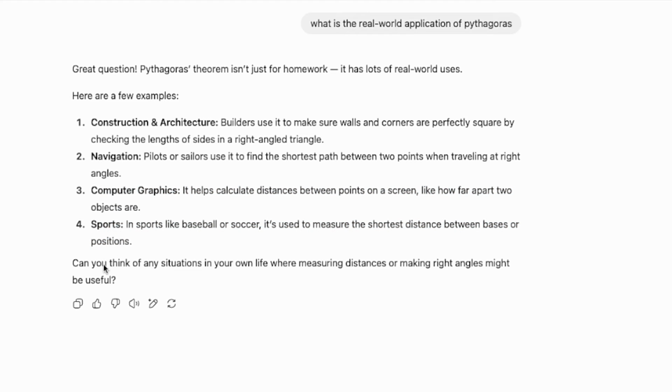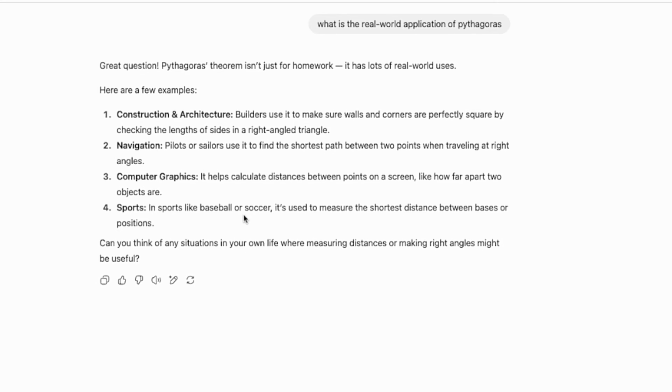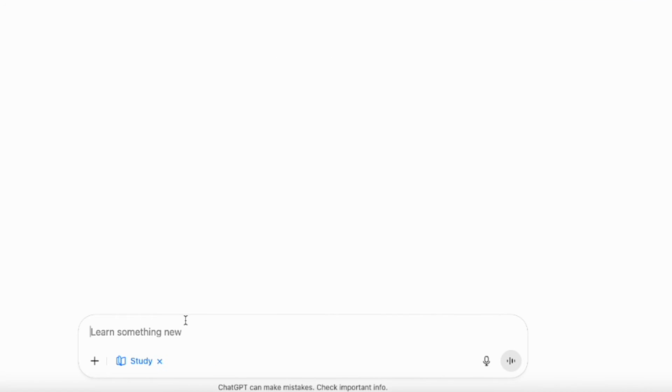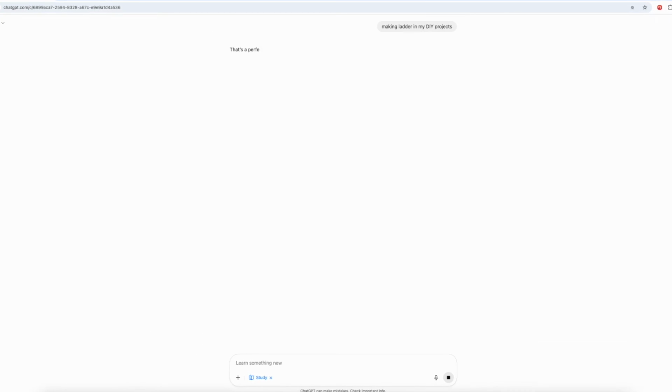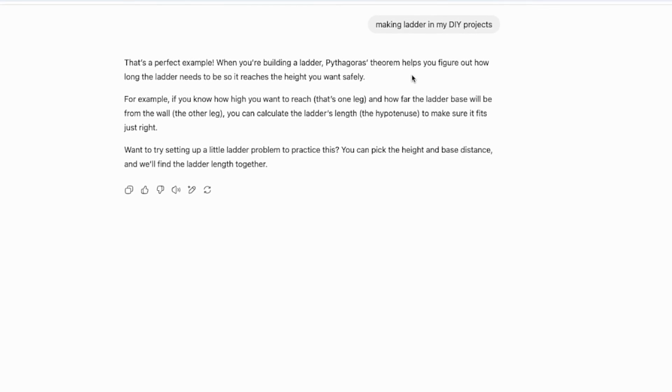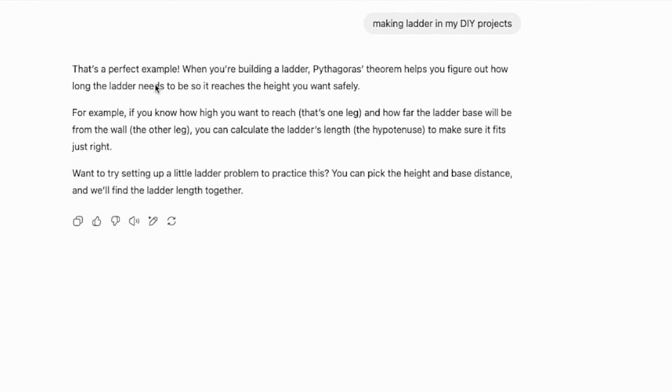Yes. Can you think of any situation in your life where measuring distances or making right angles might be useful? I could say maybe making a ladder, in my DIY projects, something like that. Yeah, it's a perfect example. When you're building a ladder, Pythagorean theory can help you figure out how long the ladder needs to be so it reaches the height you want safely.